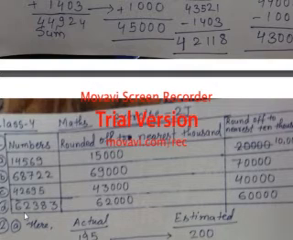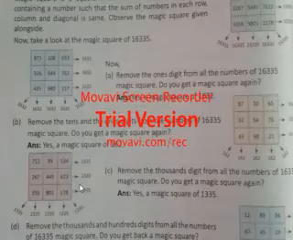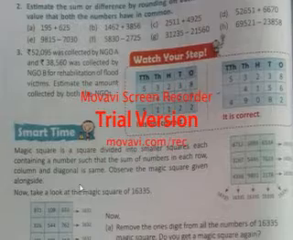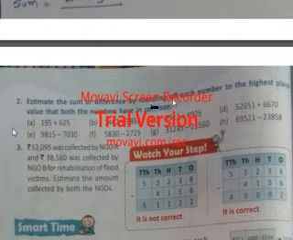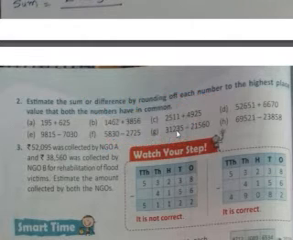Now if you look at question number 2, it is on the next page. Estimate the sum or difference by rounding each number to the highest place value that both the numbers have in common. Here also it is just like the practice question. Having in common means you have to look at the largest place value of the smaller number. In A, B, C, D it is addition, and in E, F, G, H it is subtraction, and as you can see I have done up to E.